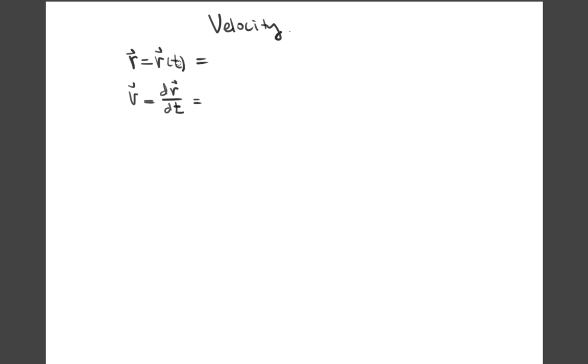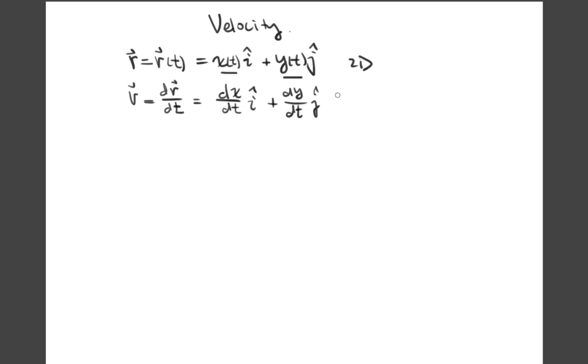So we know r vector can be written as two components, let's say for a 2D motion. So you have an x component and y component. Now if I take a derivative of this vector r, then I'm going to take a derivative with respect to these two components independently. So we get dx dt and dy dt in these two directions.